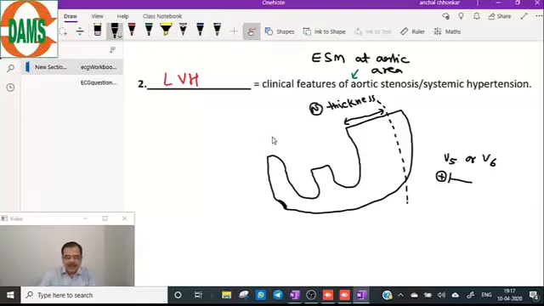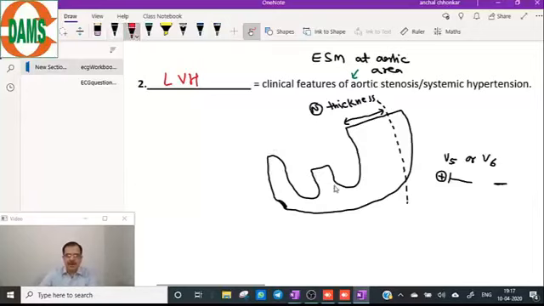So let's see the position of the needle. When there is no current flowing, the needle is on the baseline. This is the needle. ESM is ejection systolic murmur. Ejection systolic murmur is seen in aortic stenosis at the aortic area.